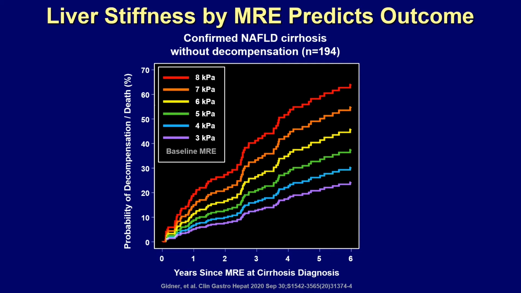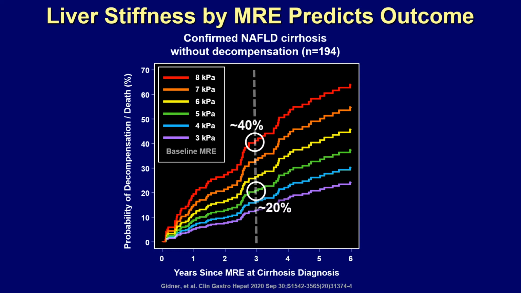There is a very strong relationship between the clinical course and the baseline liver stiffness. For instance, this study shows that at 3 years after the baseline MRE study, a patient with an initial stiffness value of 5 kilopascals has a 20% likelihood of decompensation or death at 3 years. A patient with a higher baseline stiffness of 8 kilopascals has twice the probability of decompensation or death, about 40%, at 3 years after baseline in the MRE study.